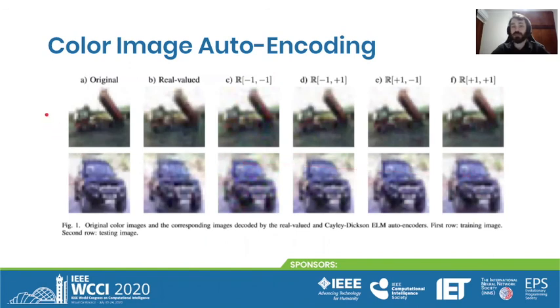This showcases some of the results. From left to right, we have the original image, the real valued model output, and each of the four Cayley-Dickson models. The first row is an image in the training set, and the second row is an image in the test set. We can see that all of the models were able to reconstruct the input very similarly.